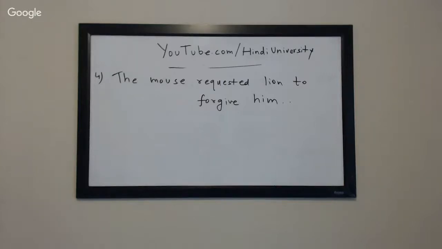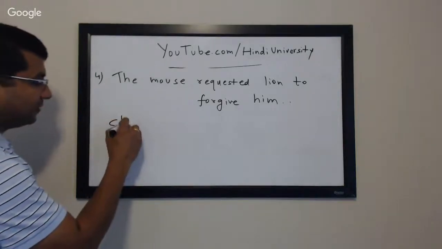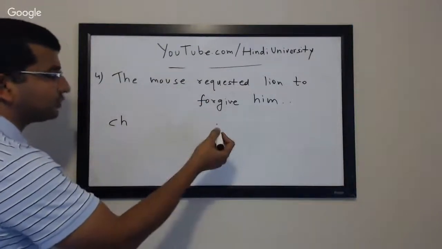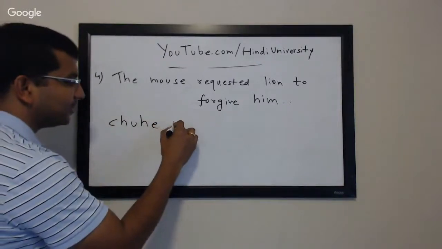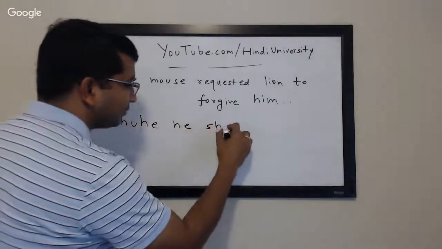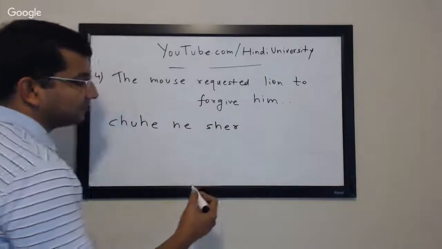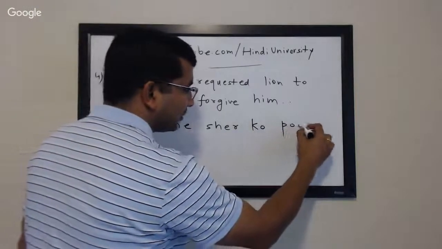Okay. For the first part of the sentence, I'm thinking chuha ne sher ko pucha. Okay, chuhe ne. So the mouse is chuha, but you said the postposition after that, ne. Chuhe ne. So chuha becomes chuhe. Chuhe ne sher ko pucha. Okay. Pucha, okay.